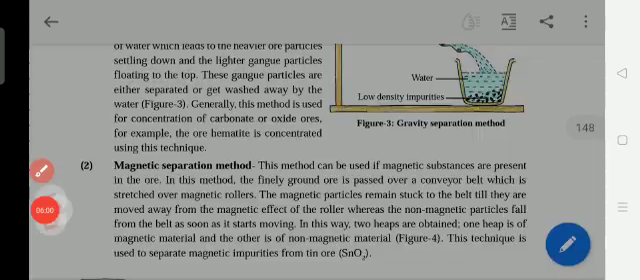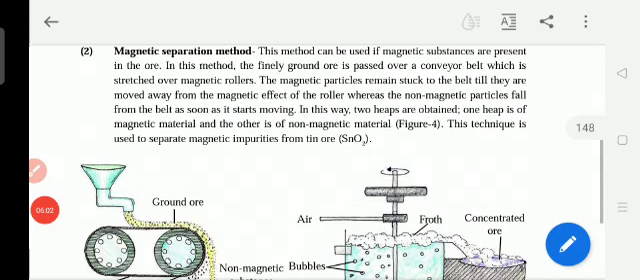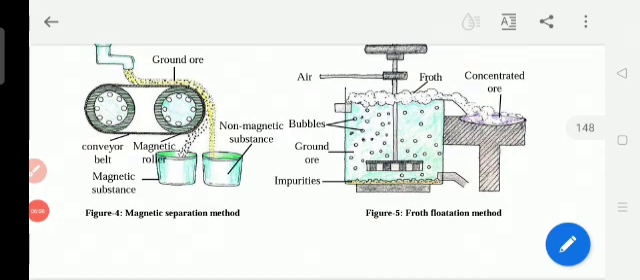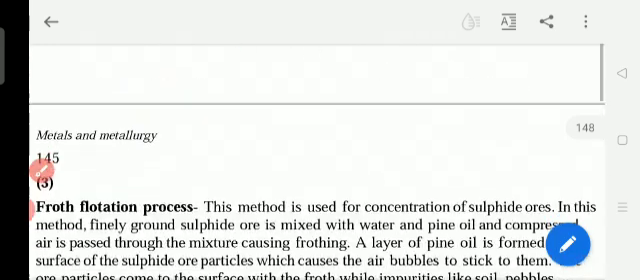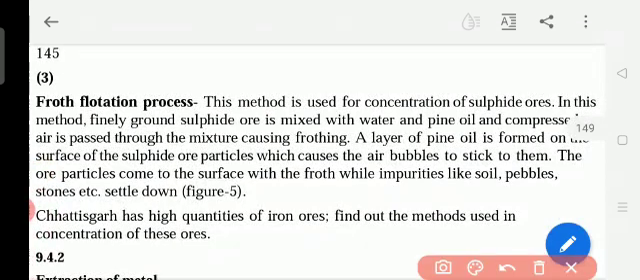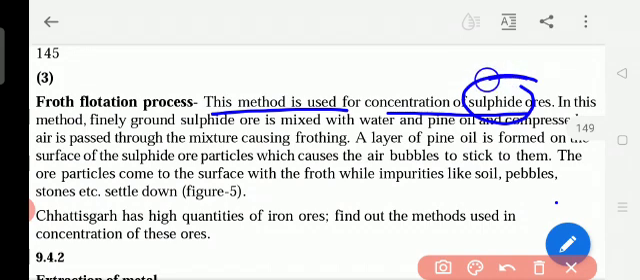The third one we will see is the froth flotation method. This method is used for concentration of sulfide ores. The gravity separation method is used for carbonate and oxide ores. Why do we say gravity? Because some materials settle down only because of gravity. If a magnet is present, we use the magnetic separation method. The froth flotation process we use for sulfide ores.